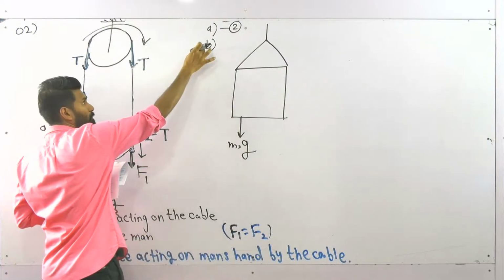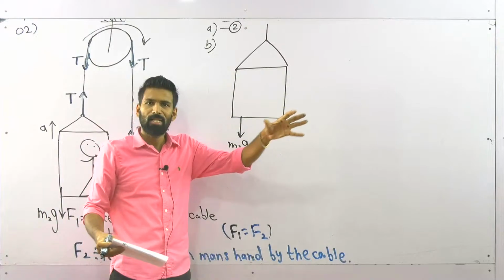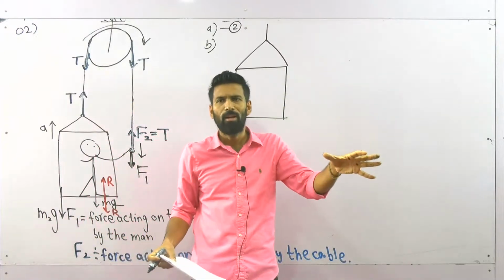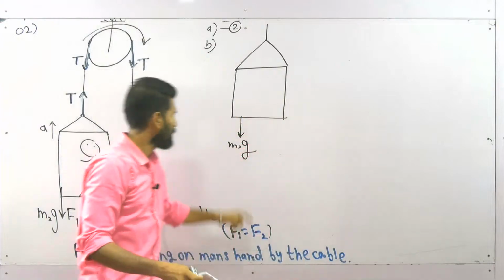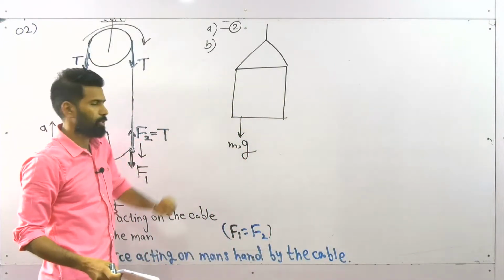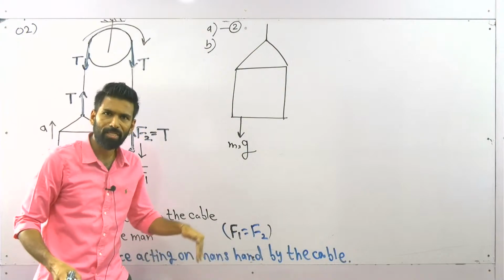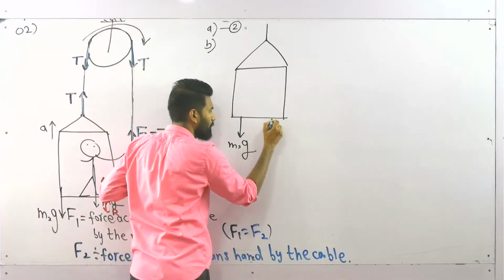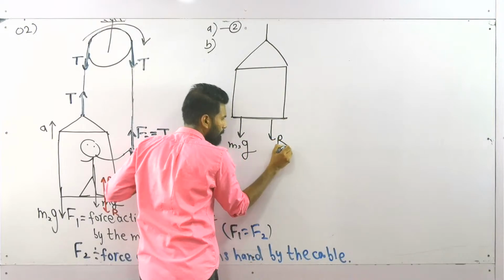I'm in the question now, in subpart B. We have to mark the forces acting on that certain object. That's what is called a free body diagram. The vessel has a weight m2g. We have to mark that. When the man touches the ground, he creates the normal reaction downward, that means on the floor of the vessel. You have to mark that, R.